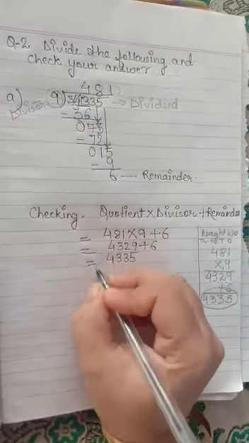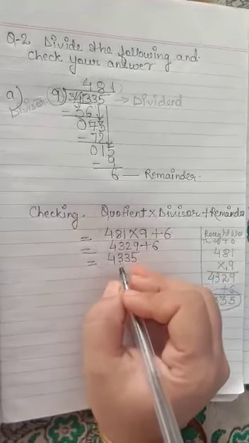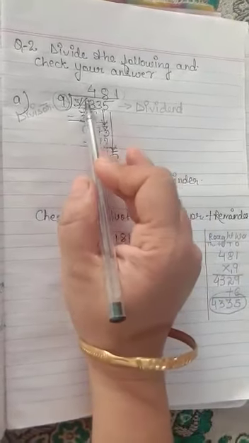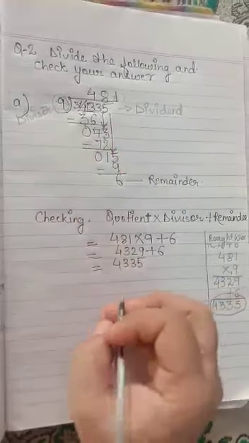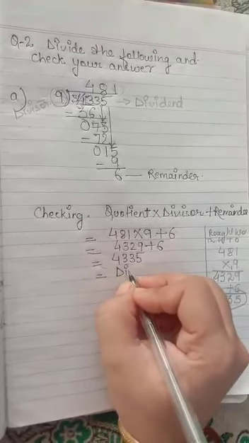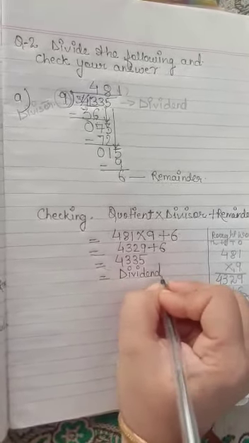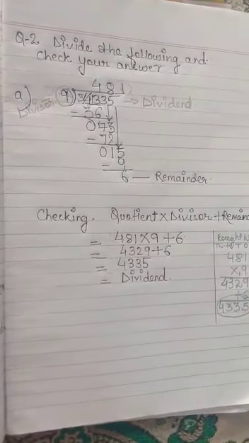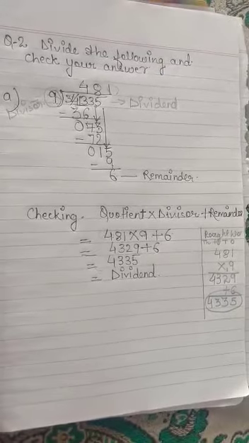4335. I think this 4335 हमने कहीं और भी देखा. Yes, this is what our dividend was. यही हमारा dividend भी था. It means we have done correct division. So 4335 is equals to our dividend. Our checking is completed and we have done correct division. Solve this in your notebook.